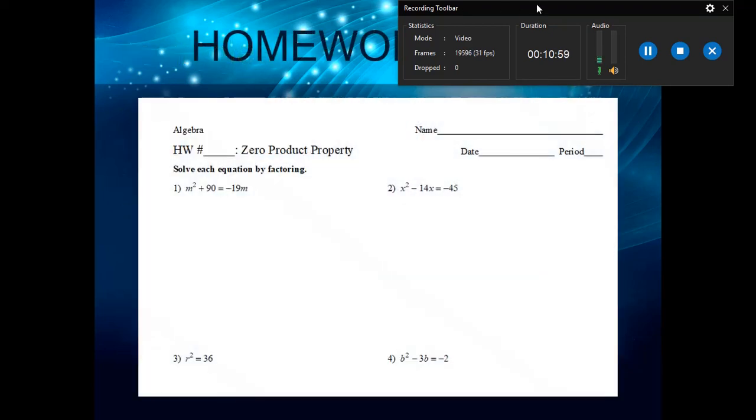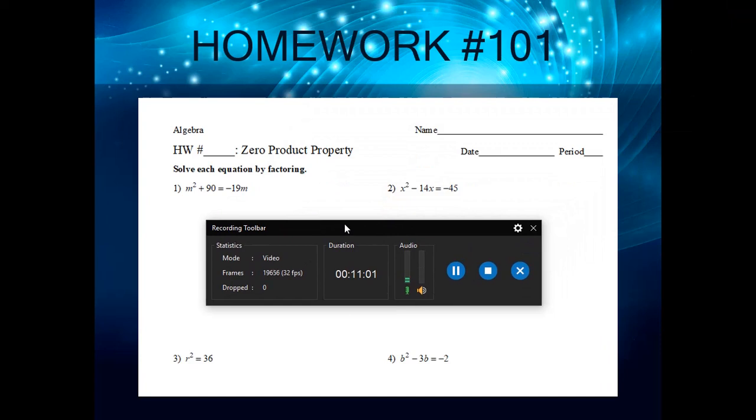Today's homework is number 101. You'll find it in your packet. It says zero product property, and question number 1 will have m squared plus 90 equals negative 19m. Please make sure you show all work and that it's very thorough.